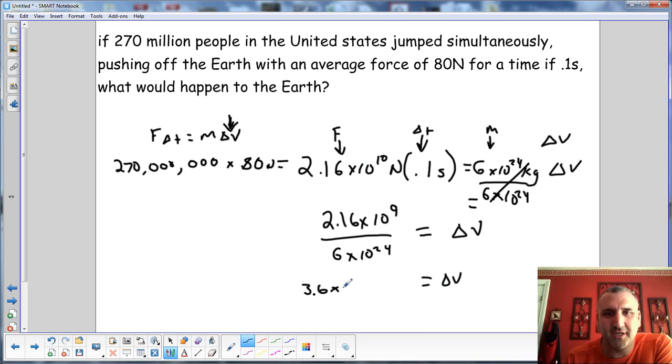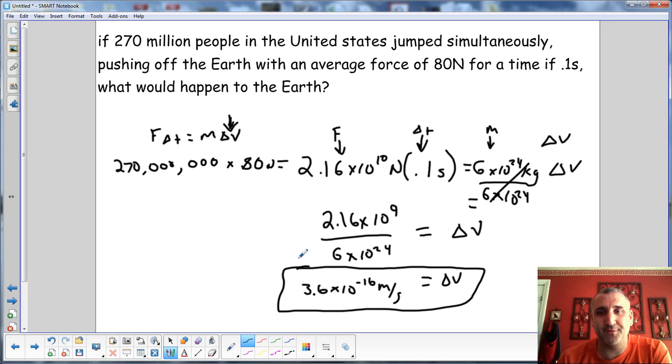Essentially, this goes back to what I told you at the beginning of the year, when the Prime Minister of China wanted his whole country to jump up and throw the Earth off its axis. This is how much the Earth would slow down. As you remember, anything that jumps up must come down. This would be just while everybody's in the air, and then the Earth would come back down. So it really wouldn't do anything to the Earth.